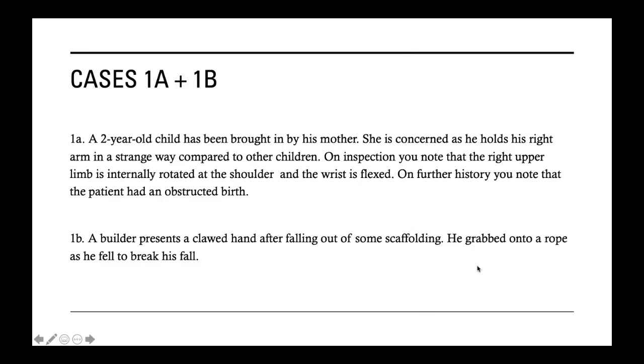So a builder presents with a clawed hand, so weakness of the intrinsic muscles of the hand after falling out of some scaffolding. As he was falling down, he grabbed onto a rope as he fell to try to break his fall. So you have the opposite problem, where instead of a force pushing down on the shoulder, you have a force pulling up on the shoulder, and that can damage the lower nerve roots in the shoulder, and that's called Klumpke's palsy.